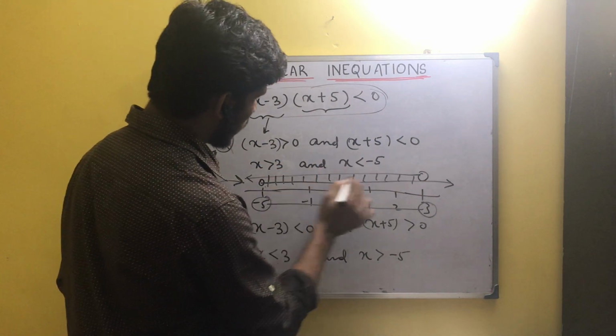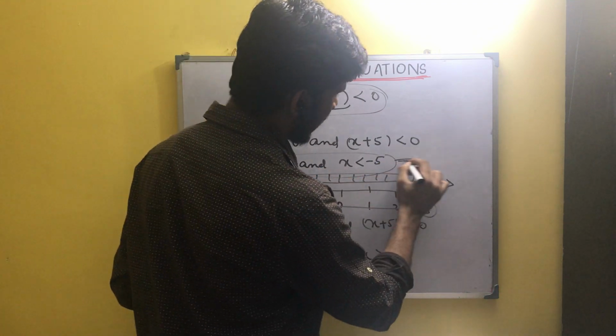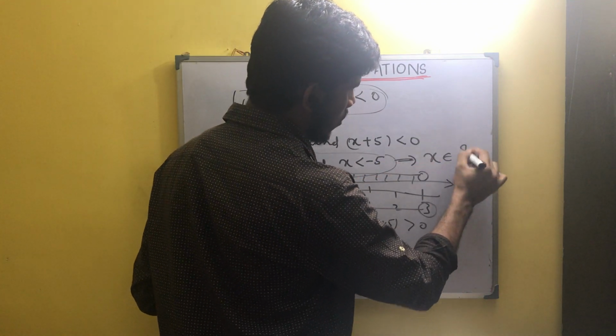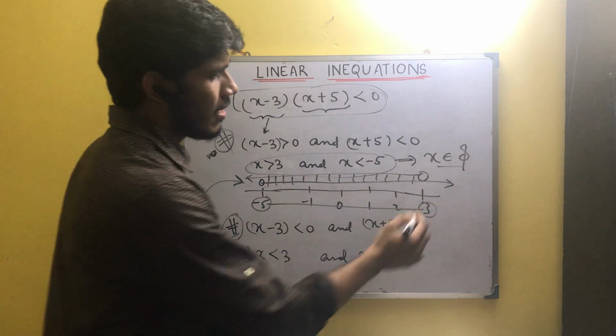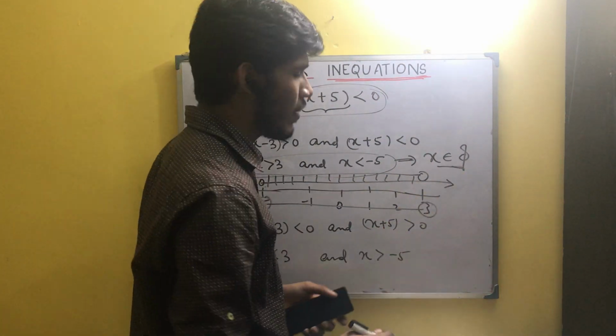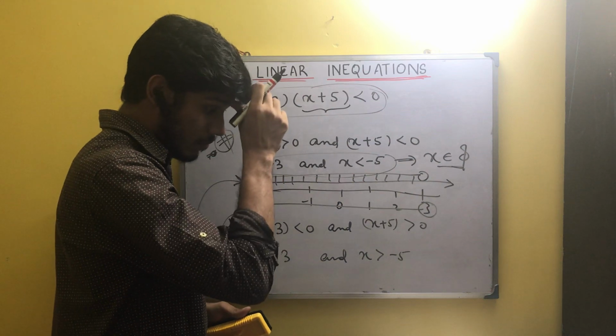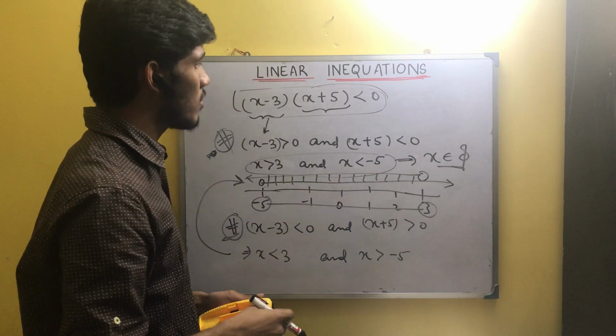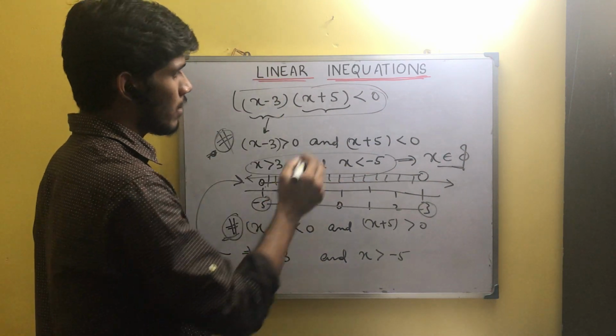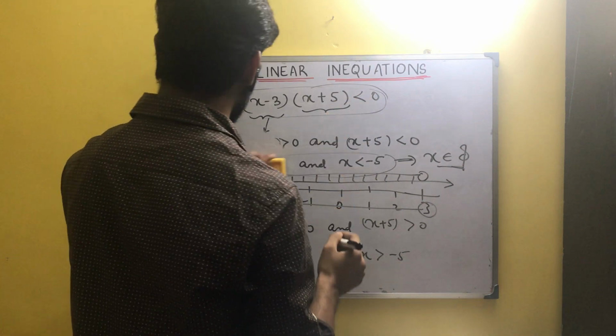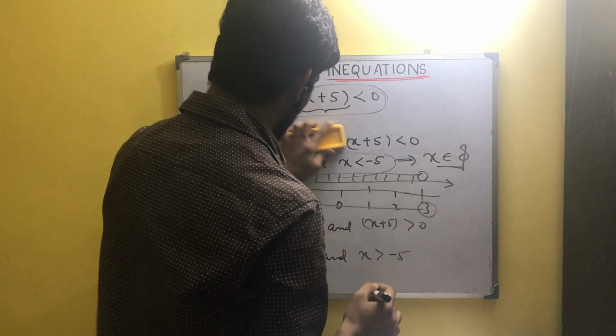So as of now, from this one, what we are getting is x belongs to the empty set. That means x doesn't have any possible values out of this equation. Okay, so similarly we can solve more questions if we get. Now suppose it would have been given greater than 0. Okay, let us solve that one also.